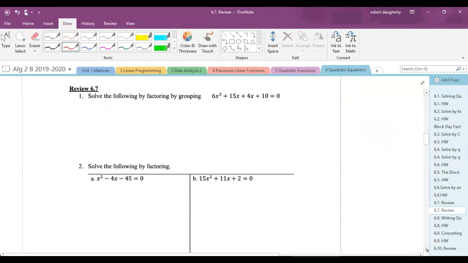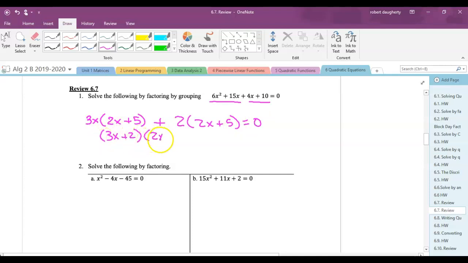Solve the following by factor by grouping. Remember, factor by grouping is just the greatest common factor. You apply it every time. So the first two terms have in common, it looks like a 3x. So if I factor 3x out, I'm left with 2x plus 5. Copy down the next sign, which is a plus. Factor out a 2, and I'm left with 2x plus 5 equals 0. So this gives me 3x plus 2 times 2x plus 5 equals 0.